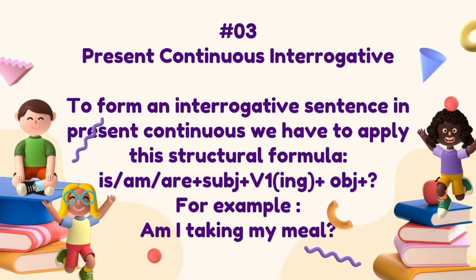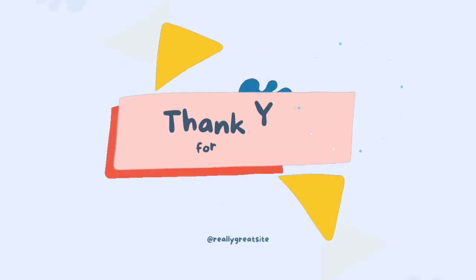Number 3. Present continuous interrogative. To form an interrogative sentence in present continuous, we have to apply this structural formula: is, am, are plus subject plus verb's first form with ing plus object plus question mark. For example, am I taking my meal?